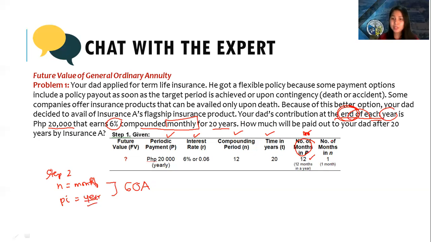How about for the compounding? How many months? You only have 1 month. So the value of our B is 12 over 1. The answer is 12. Now, it's a general ordinary annuity, and we're looking for the future value. So we write the formula for the future value.